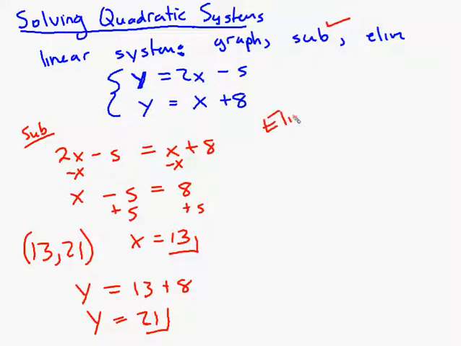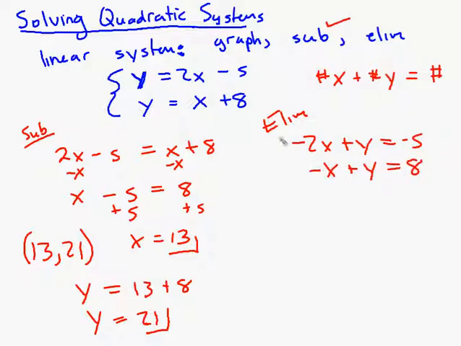In the elimination method, I need everything in the form something x plus something y equals something. So I'm going to move the x's over on both of those. So I'll subtract 2x, so I'll have negative 2x plus y equals negative 5. And I'll subtract this x over, negative x plus y equals 8. And then what I try to do is I try to get these to be the same number in front of something, but different in sign. So I see that the easiest to eliminate here will actually be the y. So I'll multiply this second function by negative 1.